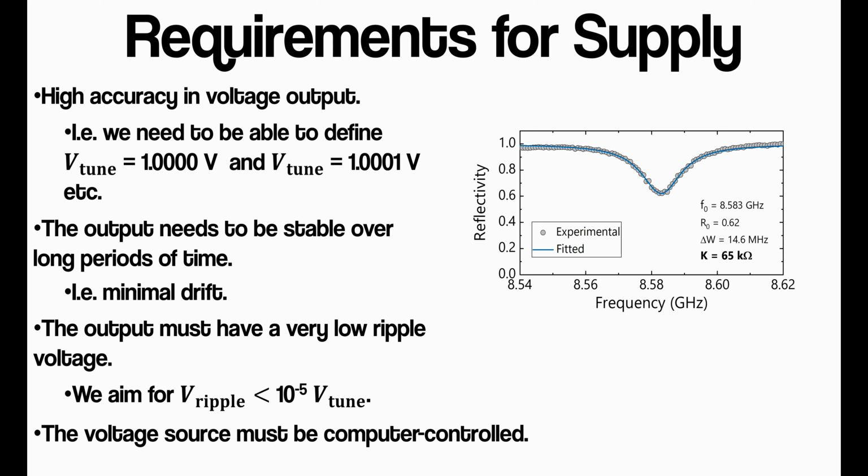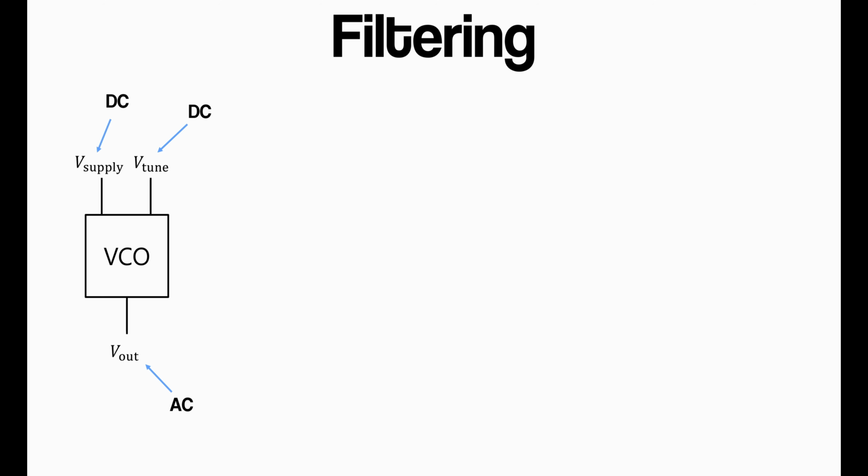And importantly, we need the voltage source to be computer controlled. In theory, you could sit at the instrument and sweep through from 8.4 gigahertz to 8.62 gigahertz by adjusting the voltage manually. But this would be incredibly time consuming, and if you plan to carry out multiple measurements, this is going to be prohibitively time consuming. So you need a computer to be able to control the voltage, and therefore to be able to control the frequency automatically and reproducibly.